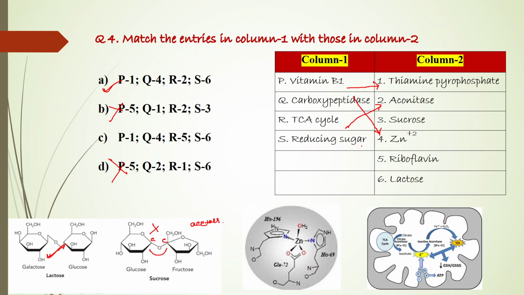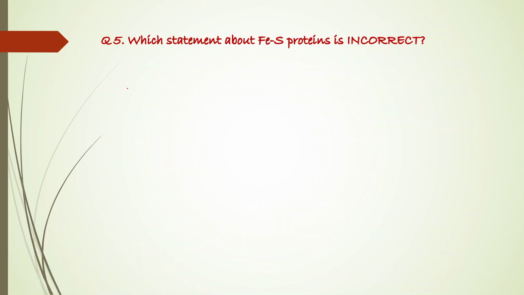So in those options, S was corresponding to sucrose. So now we have our answer: P1, Q4, R was matching with 2 and S with 6. So the correct option should be option number A, as was said in the chat box. Okay. Let us move to the next question.